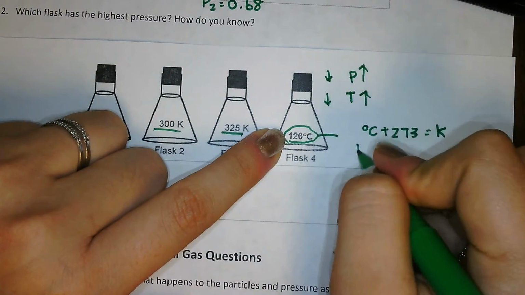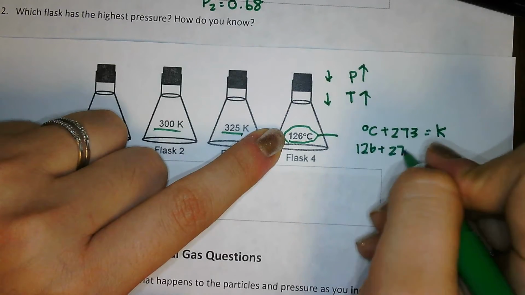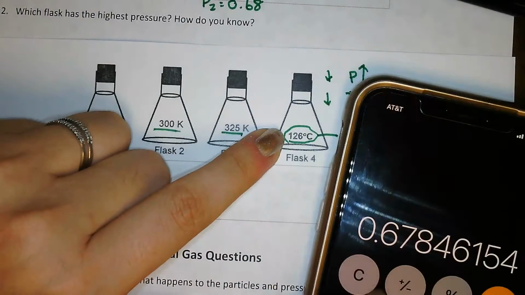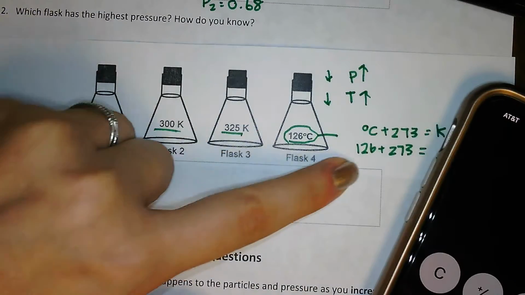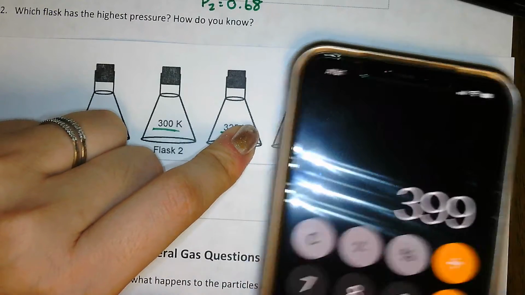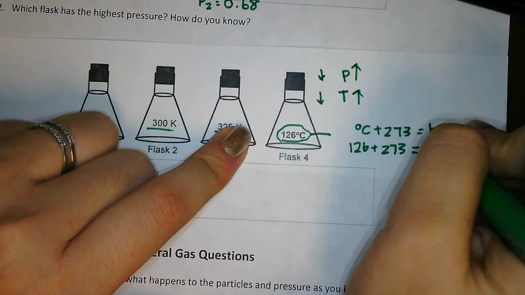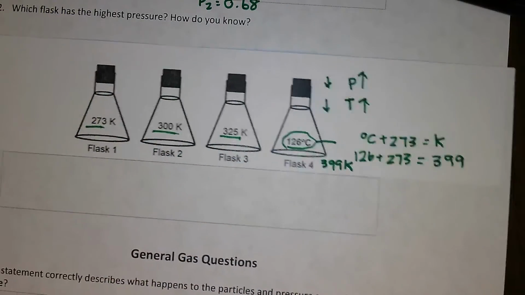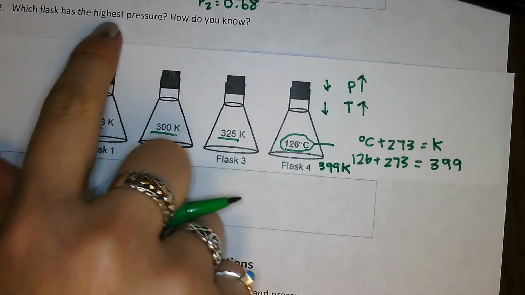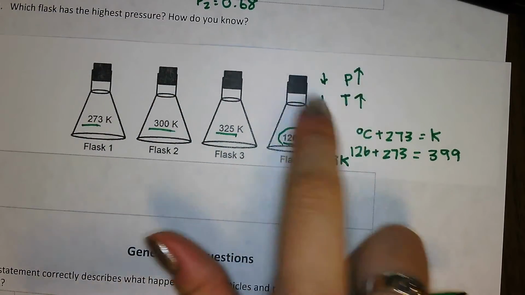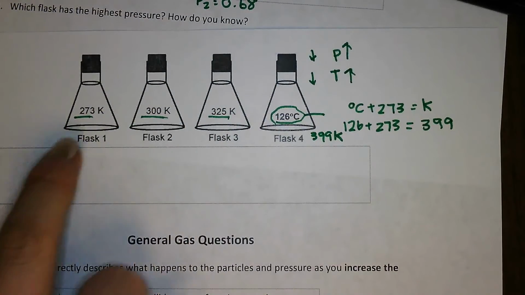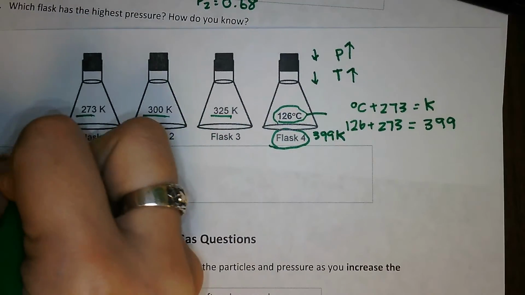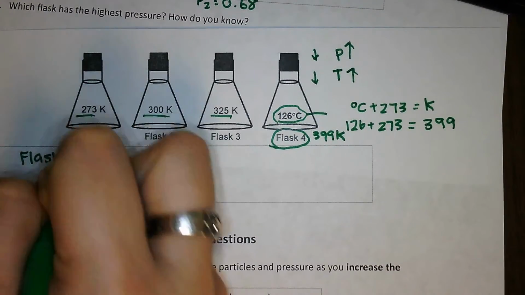Degrees Celsius is 126, so 126 plus 273 is equal to 399. So flask 4 is actually at 399 Kelvin. The one that has the highest pressure by this logic has to have the highest temperature. The highest temperature is 399, so flask 4.